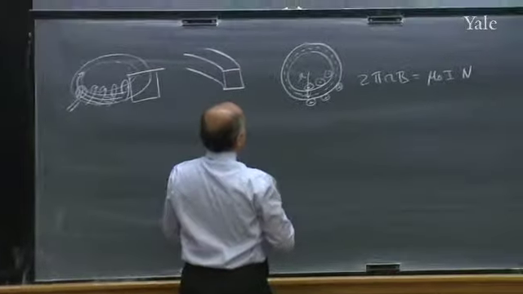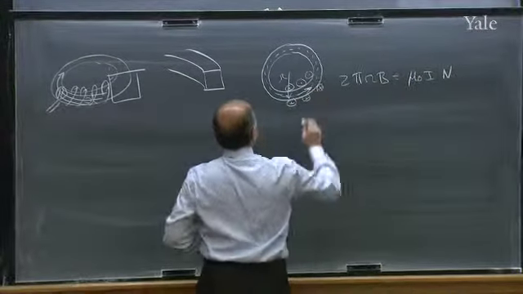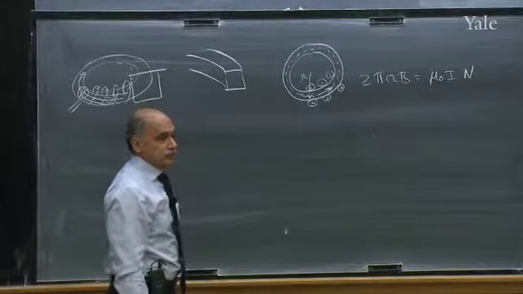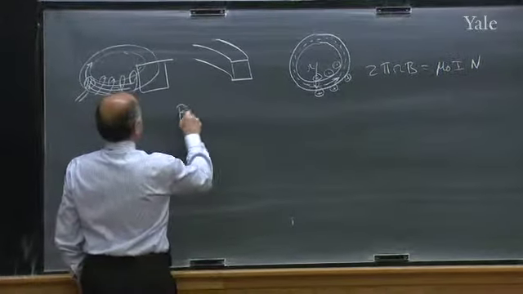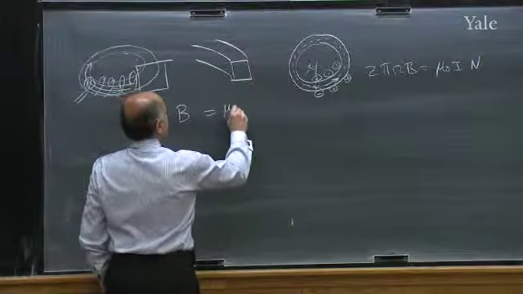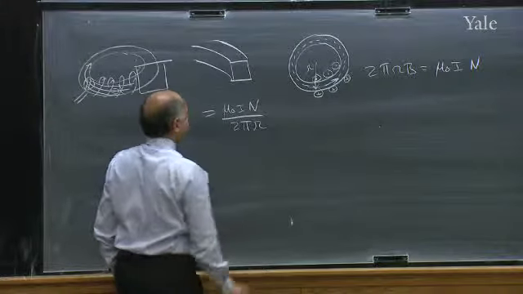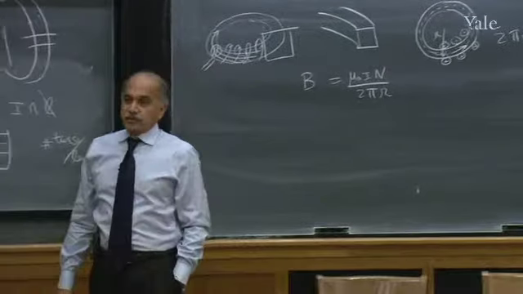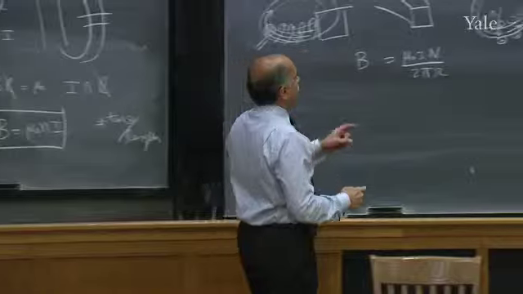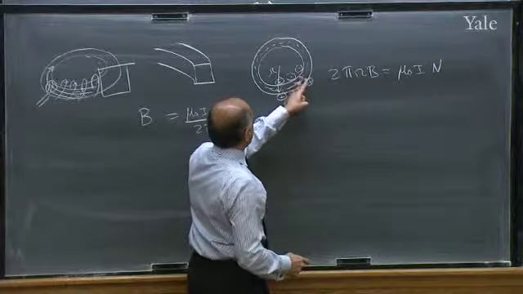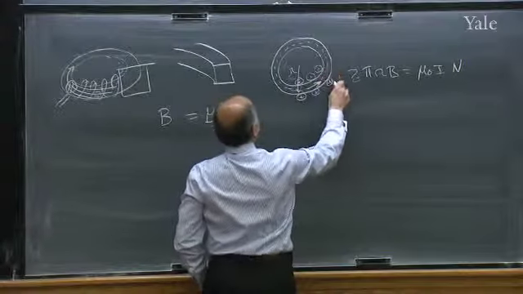You understand? Because this loop cuts through every turn of wire. And as far as the direction is concerned, it will go like this. The field will go this way. So the magnetic field here is mu 0 I n divided by 2 pi r. The field actually gets weaker, so that if you cut this donut, the field on the inner rim will be stronger than the field on the outer rim. And if you go inside the inner rim, you will get 0.